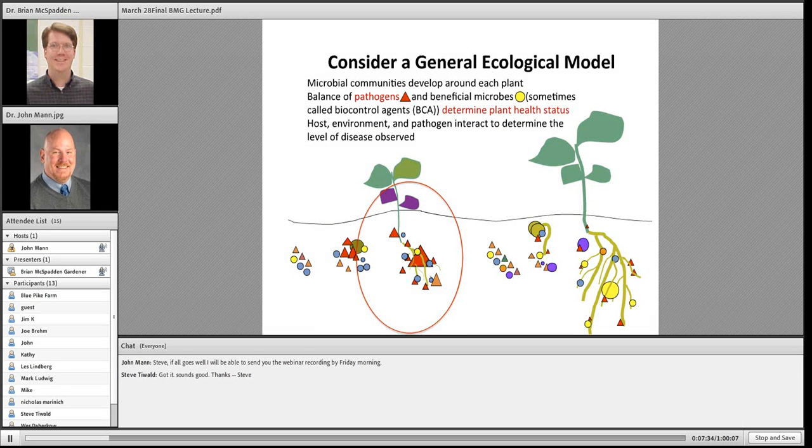So I want you to consider a general ecological model. If you go out into a grower's field a few weeks after planting, you can find a number of plants that look spotless and apparently fully healthy, but you'll also find areas where the plants are of a smaller biomass. Maybe there's some discoloration, some indication of nutrient stress indicated by yellowing or purpling. And the reason for this is because pathogens, here indicated by red triangles, actually place stress on the plant roots and prevent them from fully functioning.